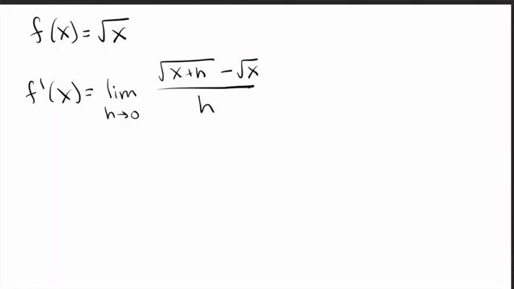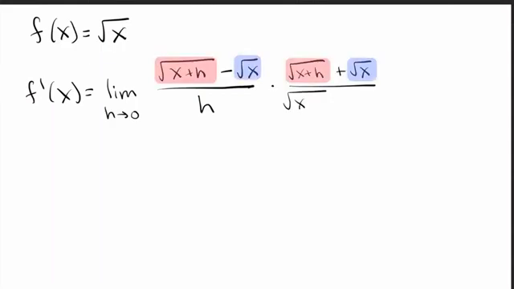So the trick is, you want to multiply the top and bottom by the conjugate of the top. Remember, the conjugate is just a fancy way of saying, take the thing you've got on top and switch the sign in the middle. So we've got a minus in the middle. I switch it to be a plus, but everything else stays the same. And the reason we want to do that is it makes the top turn out much nicer.